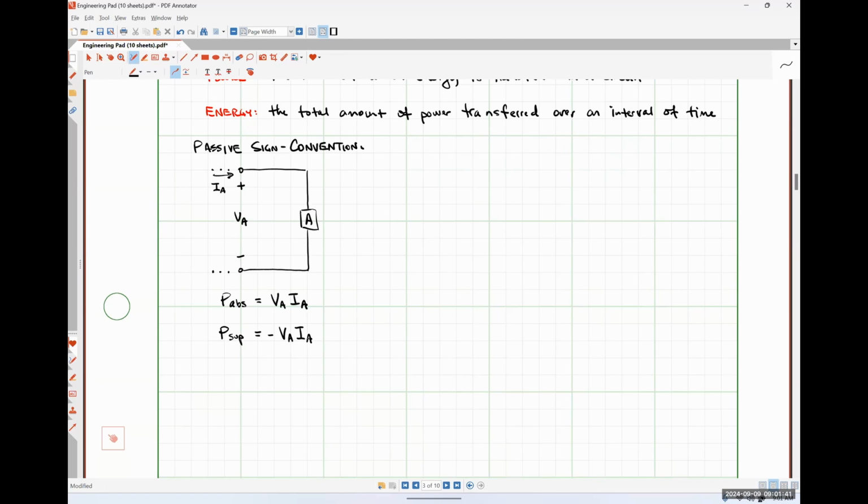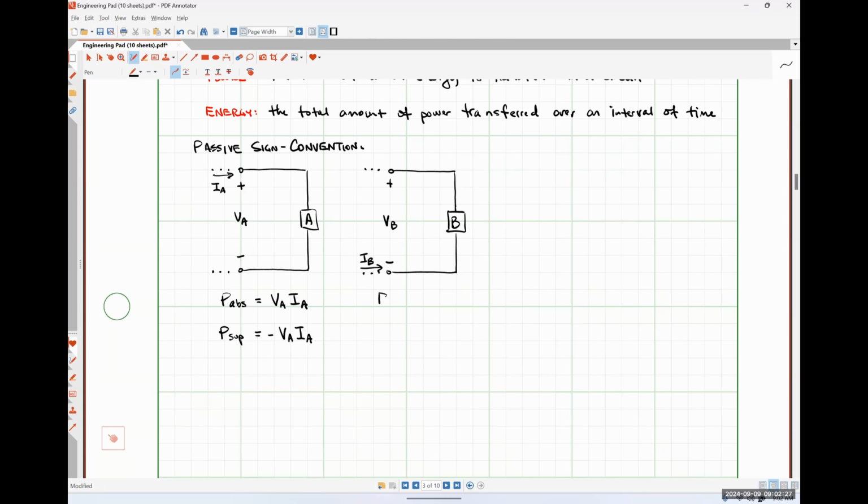Now, let's consider a case where we have some circuit element B. Once again, this is part of some larger circuit. We're going to define the voltage drop across element B as positive polarity terminal on top. But now I'm going to define the current that's flowing into element B as flowing into the negative polarity terminal.